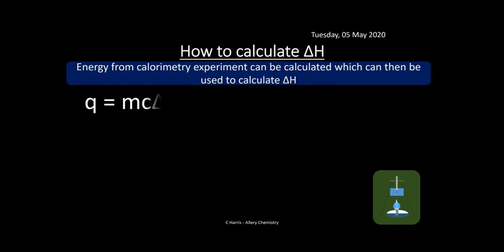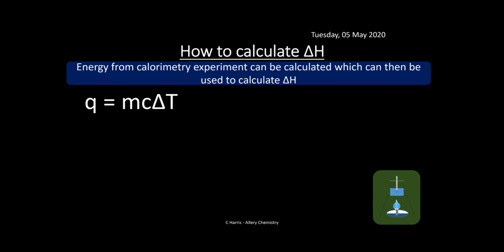Okay, so how do we calculate delta H? Energy from a calorimetry experiment can be calculated, which can then be used to calculate delta H. So we use this formula, which is Q equals mc delta T, and we use this setup here. You might have done this in year 1 chemistry, and you might have done it in this year as well. But you do need to know the calculations for this. For OCR, it's more likely you might not have done it in year 1 yet.